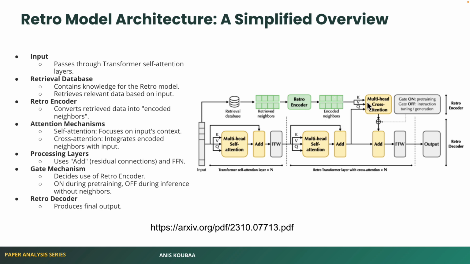A very important component of the architecture is the interplay between the multi-head self-attention and the cross-attention in this layer. The multi-head self-attention is designed to focus on different segments of the input and ensure an accurate interpretation, while the cross-attention layer integrates the information from the encoded neighbors, enhancing the model's understanding of the input.